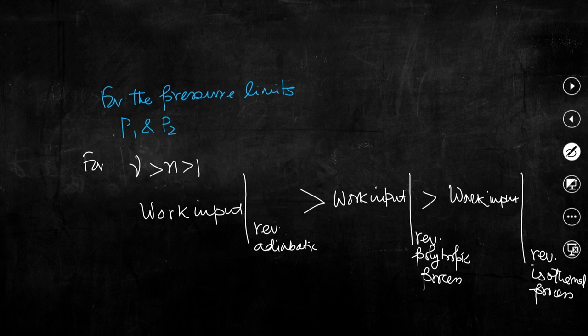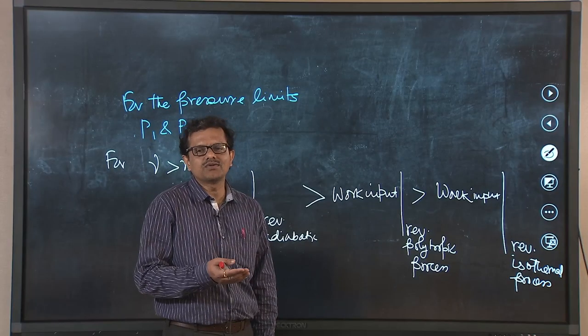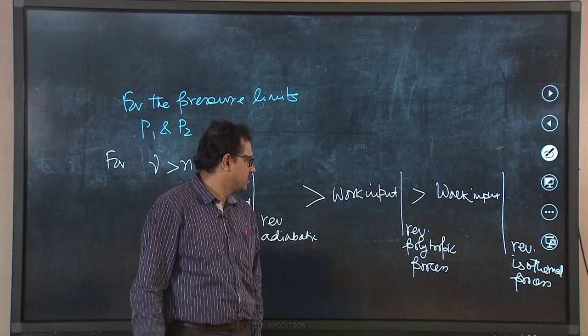So, this is what we can see without going into mathematical calculation. Just from the graphical representation of the process lines in the PV plane, we can assess qualitatively the work that we need to supply to the compressor for the compression process.